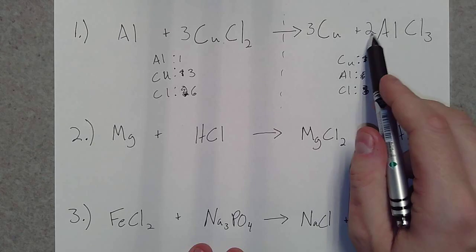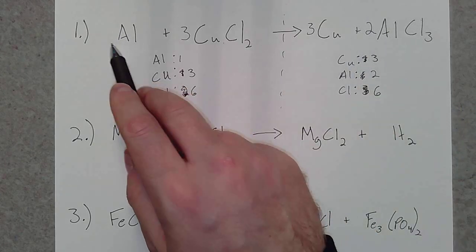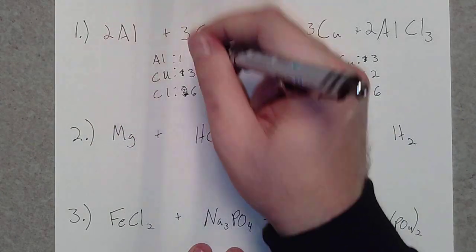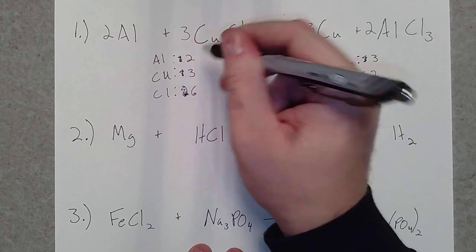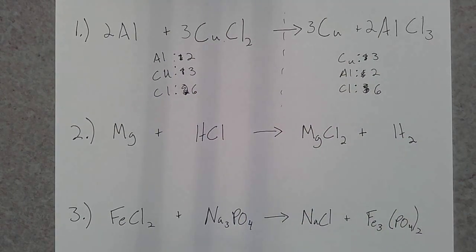And then aluminum has a 2. This only has 1, so this needs a 2. Okay, so we're just playing. We're changing the numbers in the scorecard a little bit so that we can order them. Now, what you want to do when you're done is just check.